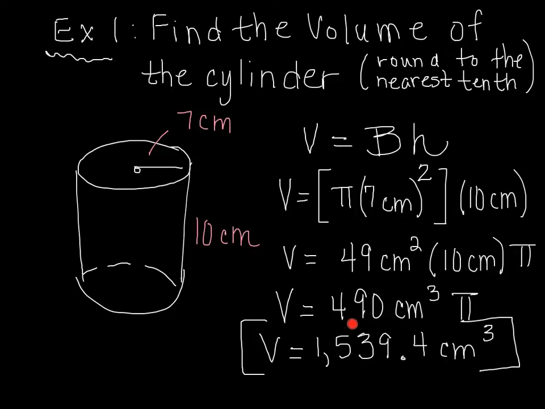49 times 10 gives us 490. And then what we do, if you remember the rules of exponents, is we have centimeters squared. So I'm going to take my exponent of 2 and my exponent of 1, add them, and I get 3. So we have 490 centimeters cubed times pi. All right, so if you plug that into your calculator and use the pi button, you should get 1,539.4 centimeters cubed if you're going to round to the nearest tenth.